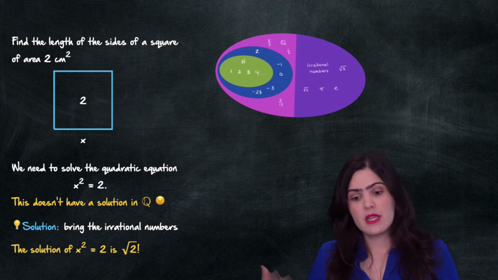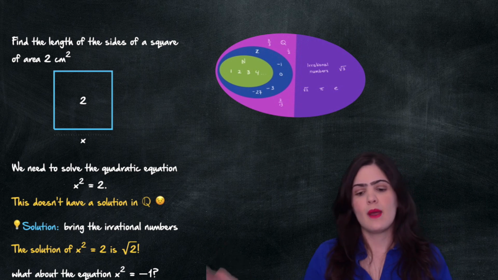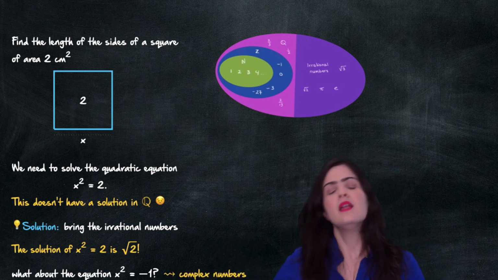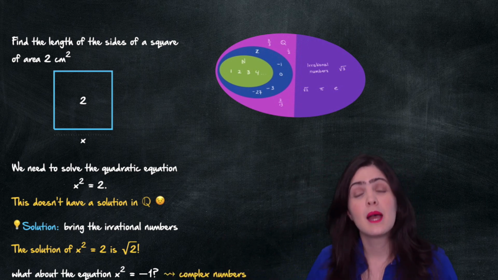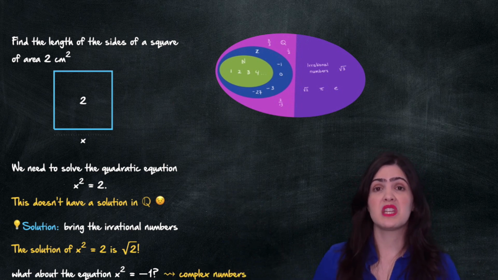So we need to bring the irrationals, and then you could ask me, what about the equation x squared equals negative 1? Well, that will force you to bring the complex numbers, but that's not our problem. In this course, we're going to stick just to the reals.